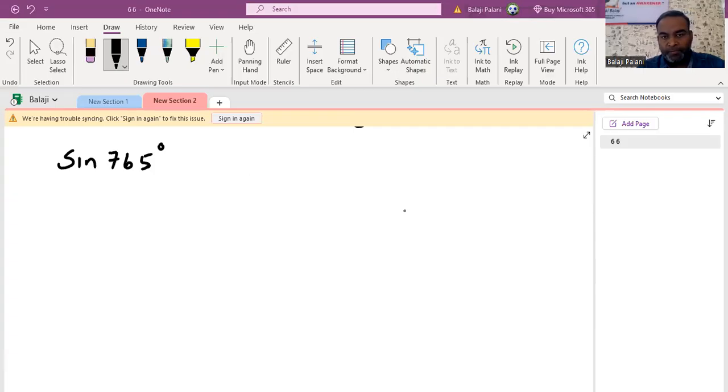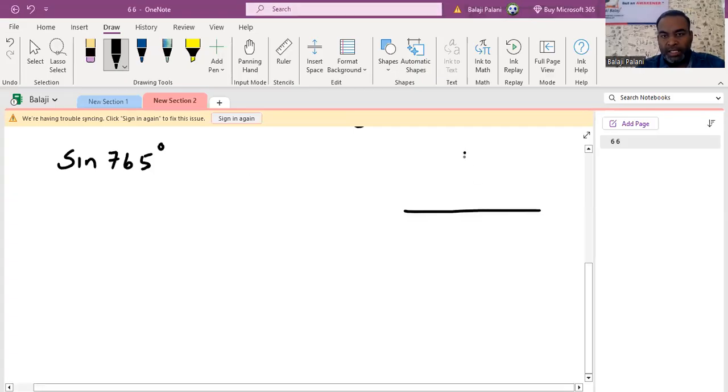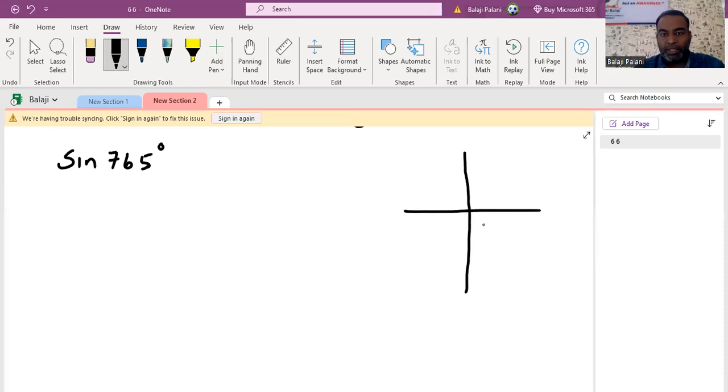Quadrant based அப்படின்னா first we have to locate where this 765 lands. எந்த இடத்துல இந்த angle வருது அப்படின்றத பார்க்கணும் இந்த quadrant. So we know that the first cycle is 360 degrees, one complete revolution, and if you make one more, it is 720 plus 45. So it is in the first quadrant.